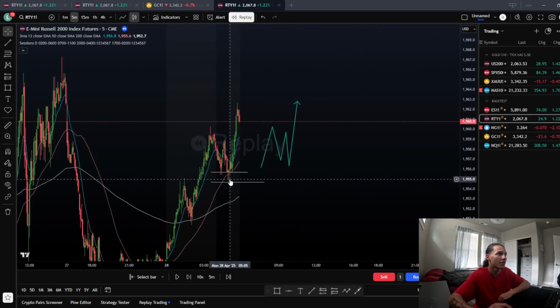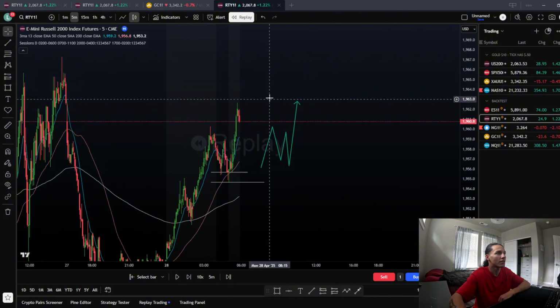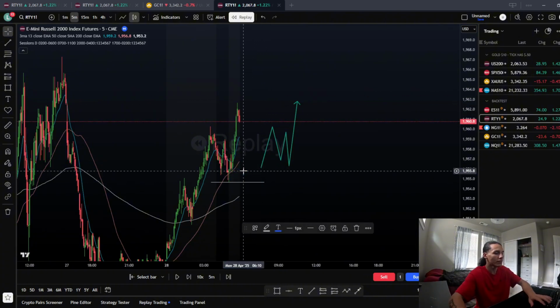3-step confluence. Liquidity grab, breakout structure, supply and demand or buying zone, and then we go back up. Liquidity grab, breakout structure, come back to buying zone, and then take the buys. Simple setup.